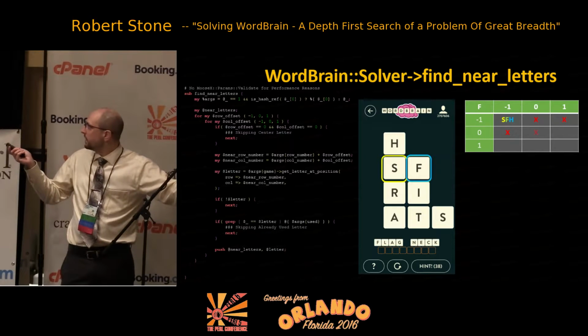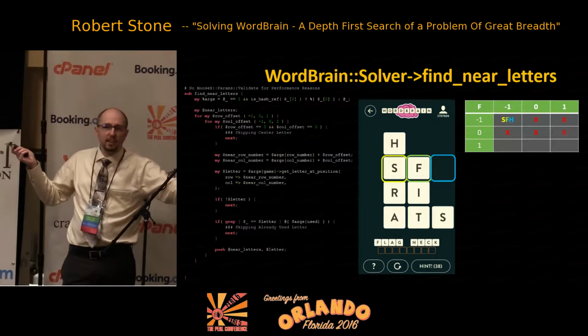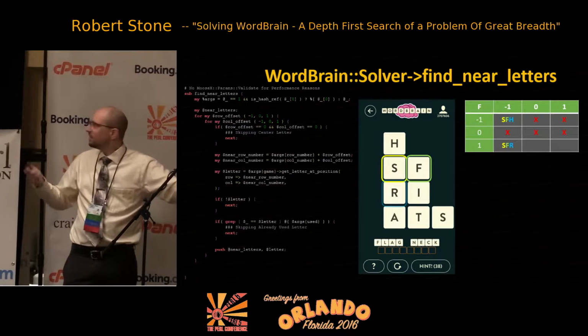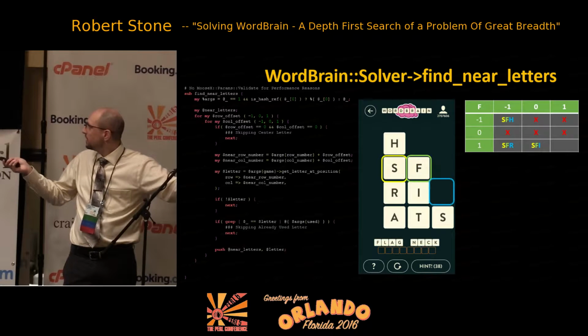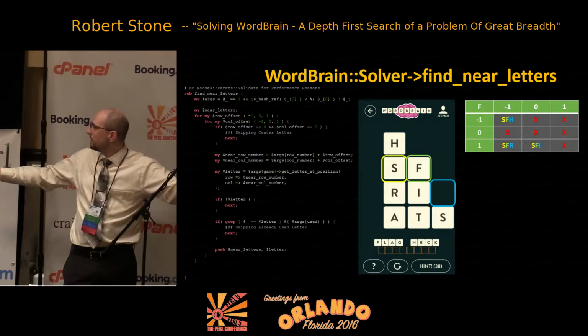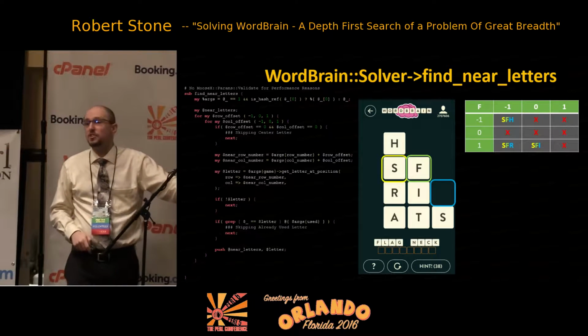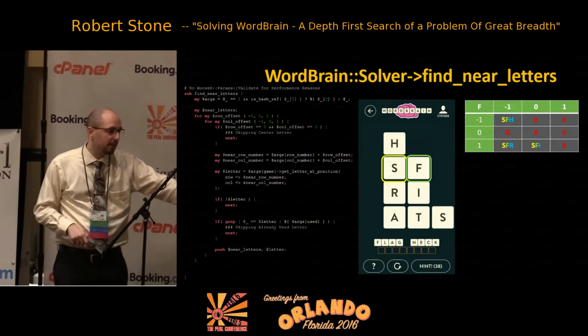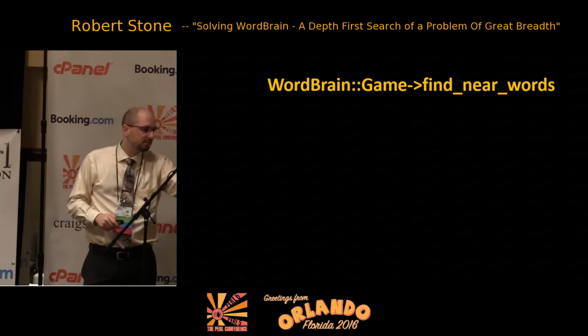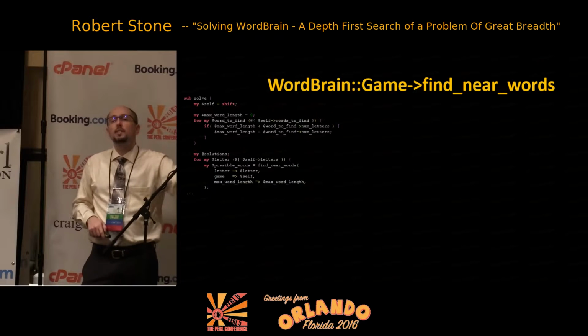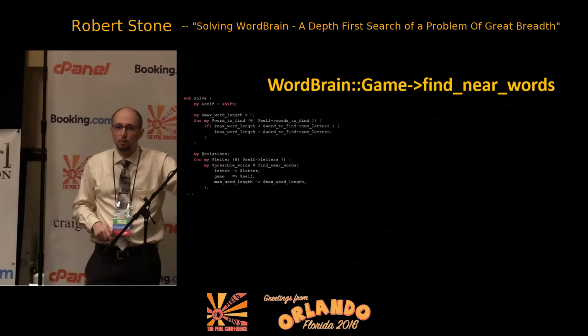Okay, we've already done the center. All right, you guys are getting the point here. And we'll just do one last one. So we see we got the FR, FI, and FH. We see all of those right here. So that gives us our near letters. From near letters, we use that to construct the logic for find near words.